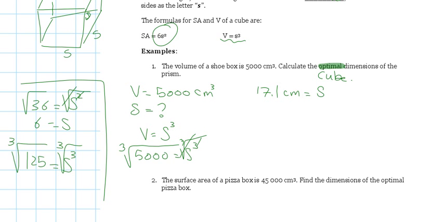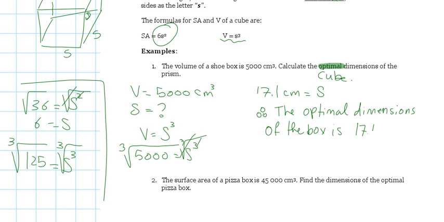So now I have to record my answer. The box, by how many sides do I report it? 3, because it's a 3D shape. For a 3D shape, you report 3 sides. So 17.1 centimeters by 17.1 centimeters.